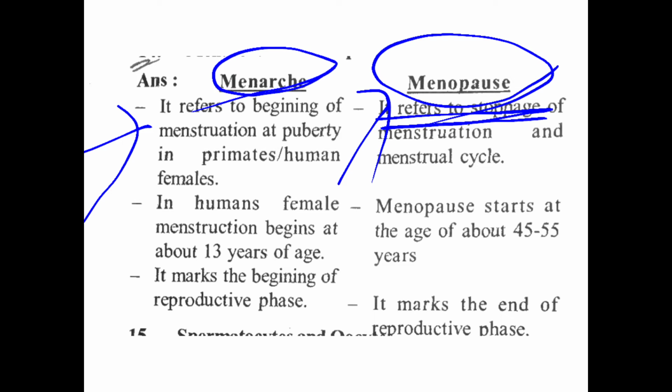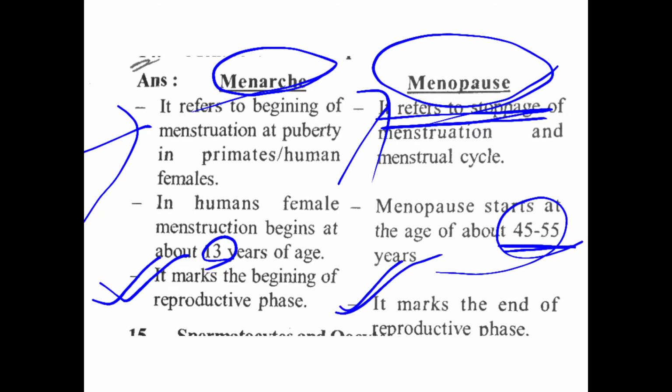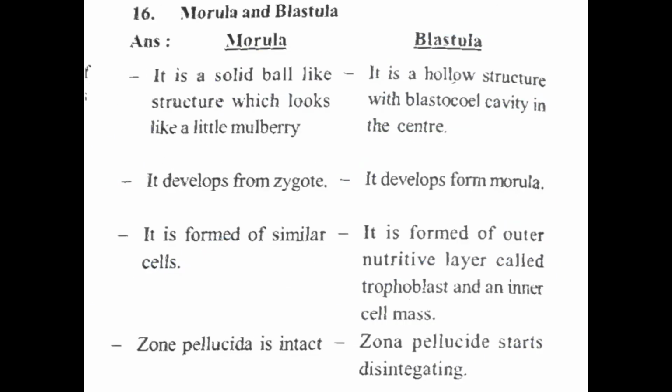In the human female, menstruation begins at about 12 to 13 years. Whereas menopause, the stopping of the menstrual cycle, starts at the age of 45 to 50. Menarche marks the beginning of the reproductive phase, whereas menopause marks the end of the reproductive phase. Next, morula and blastula.